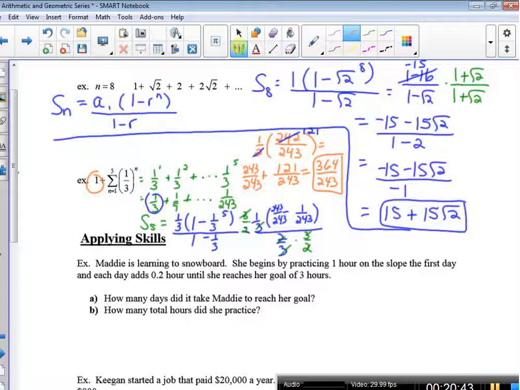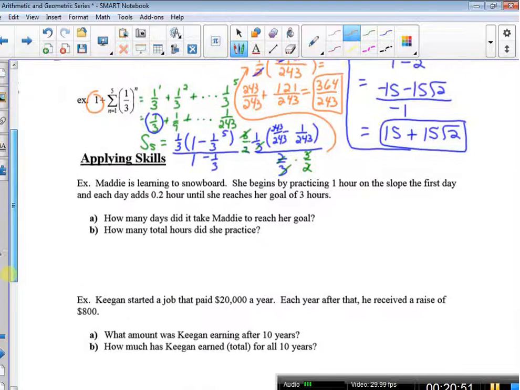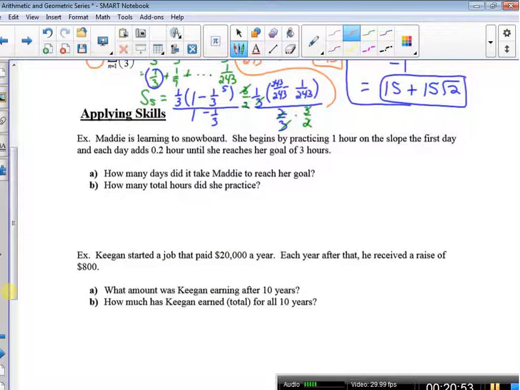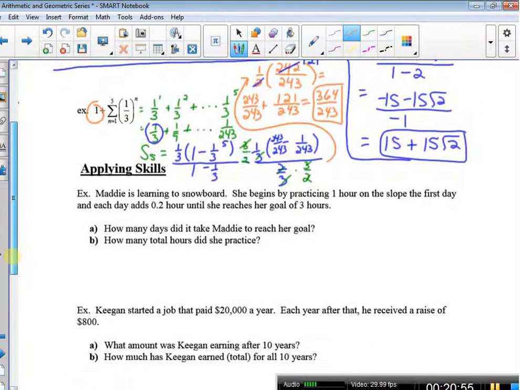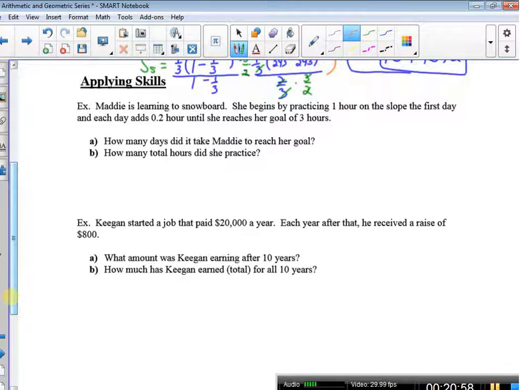So this kind of went down here, and then it wrapped up to there, okay? You could also use your calculator and do the summation as well, but they'd asked us to use the formula, so I did. All right, a couple of applying skills.